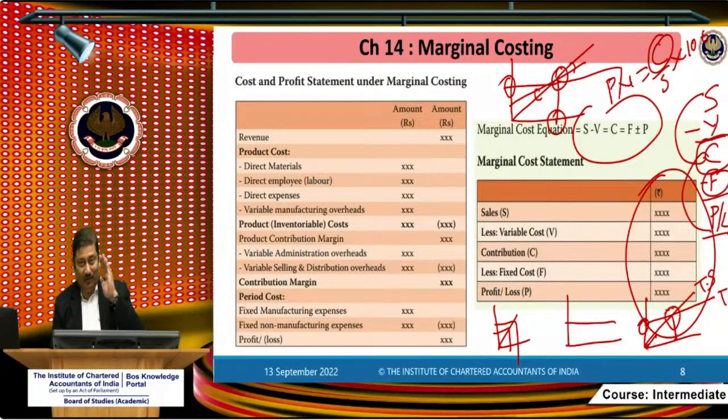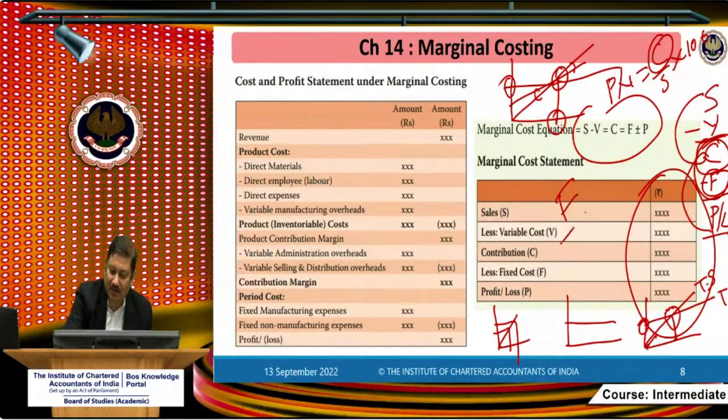So you have understood contribution, PV ratio, and break even point. How will break even point be calculated? When there is no profit, no loss. When will there be no profit, no loss? When contribution is equal to fixed cost. So we calculate fixed cost by contribution per unit. This is how you can calculate break even point in units.